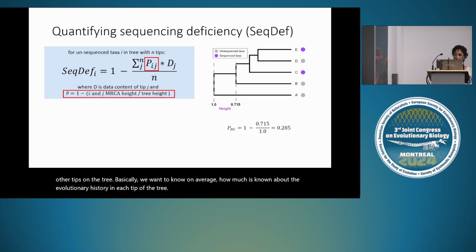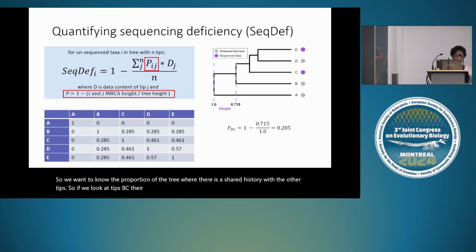This term P is basically a covariance matrix for each tip, so we want to know the proportion of the tree where there is a shared history with the other tips. If we look at tips B, C, their shared evolutionary history is the branch length between the two purple vertical lines, or 28.5% of the tree. And this is pretty quick to calculate across most phylogenies. Computation time scales with the number of tips on the tree. When we ran in parallel on 16 cores, a tree with 1,000 tips took less than a minute. A tree with 40,000 tips took a couple of days.